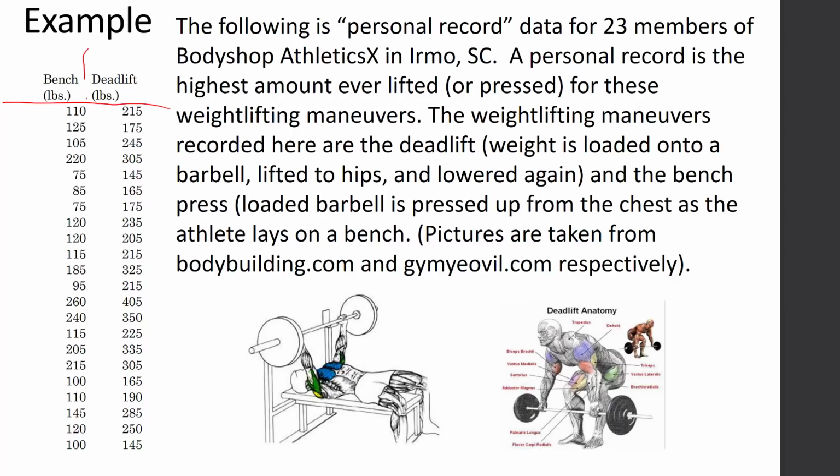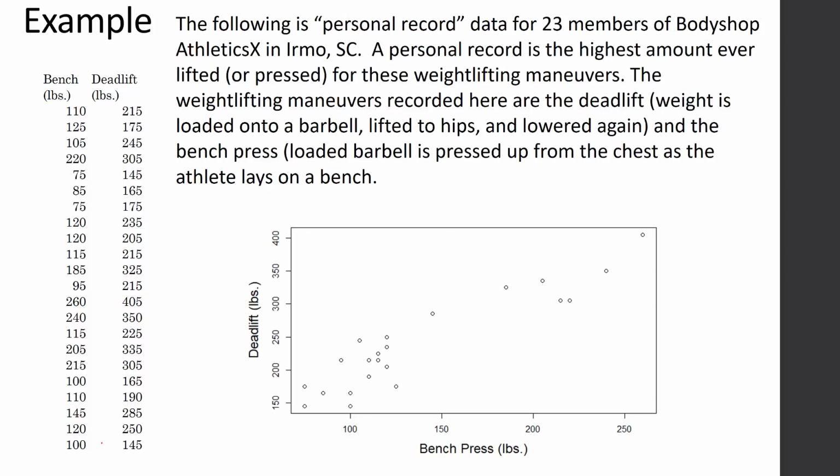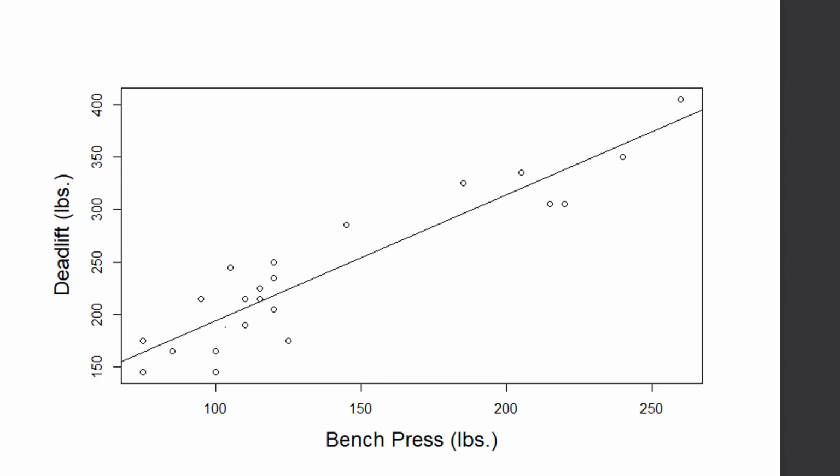And then we've got our data over here. Of course, I have it in R format for you to download so you can pull it into R and follow along. So I made a scatter plot of the data. Bench press is my X, and my Y, my response variable here, is deadlift. And we can see that it looks reasonable, that it's linear, right? So I went ahead and fit a line to it. And it doesn't look bad.